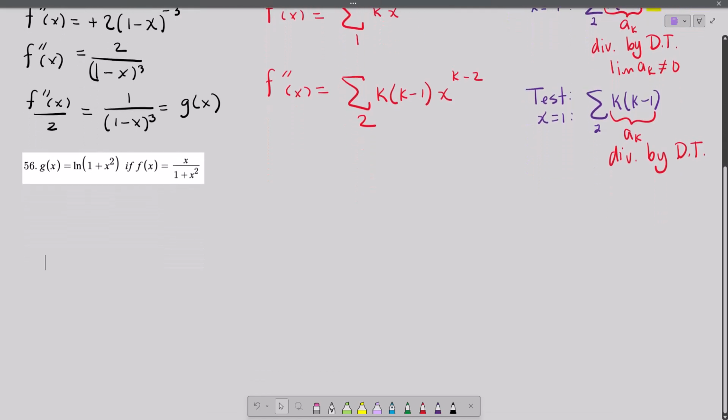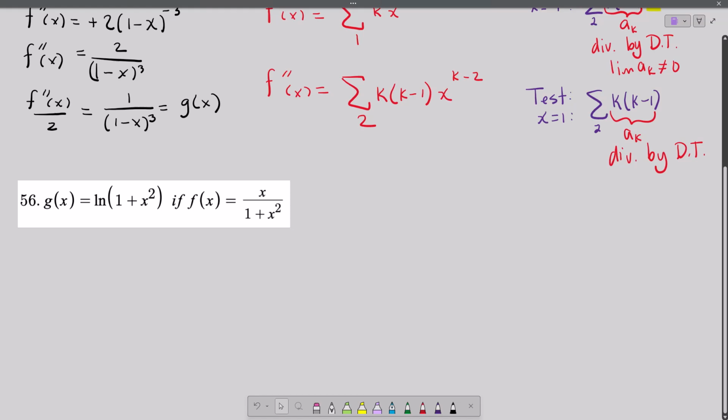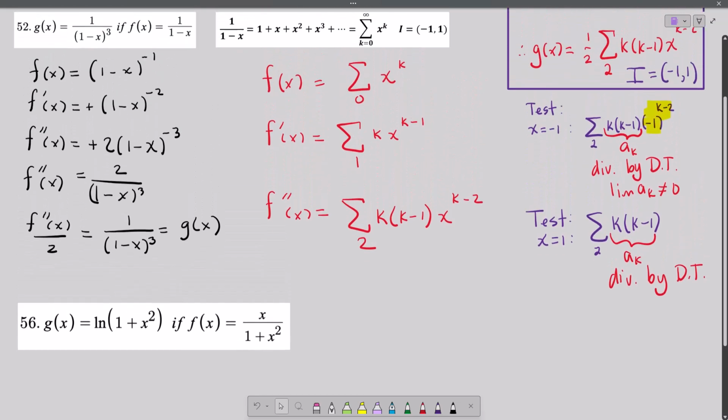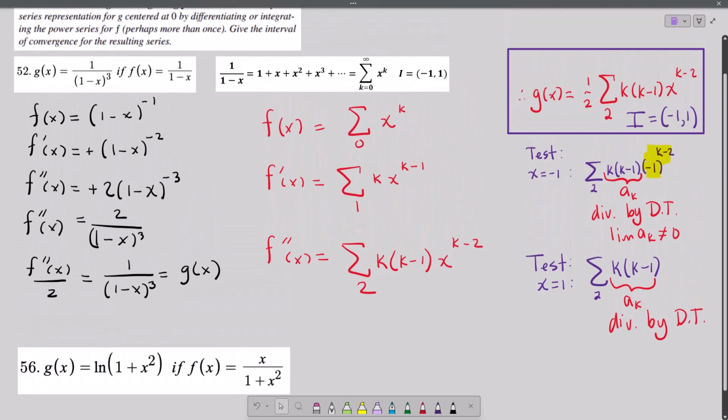Any question that you want to ask on that? Any piece of that you're not sure about? So we build a roadmap from the known power series to the new function, and then we just do that.